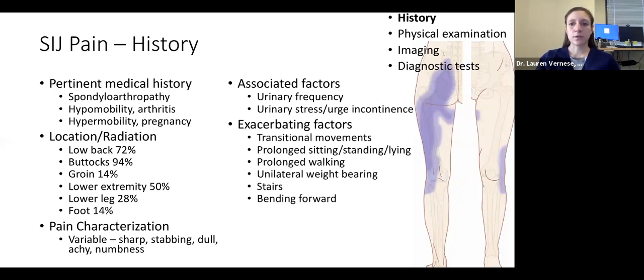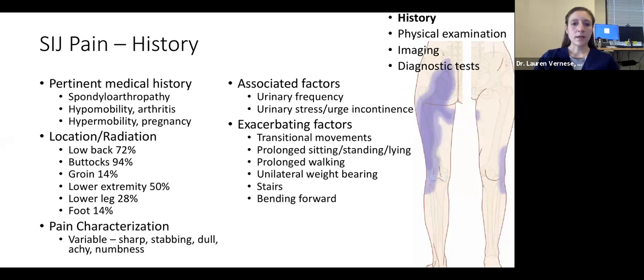Exacerbating factors are also really helpful. Most commonly, they're going to complain about pain with transitional movements. So that's getting up from a chair, getting out of bed. Also, usually prolonged activities such as prolonged sitting, prolonged standing, prolonged walking. Again, those patients, I'm thinking they have more of a sacroiliac joint dysfunction, where I was talking about the sacrum getting stuck in a non-physiologic position. They may also have pain with unilateral weight bearing or stairs, and then also possibly pain with bending forward.